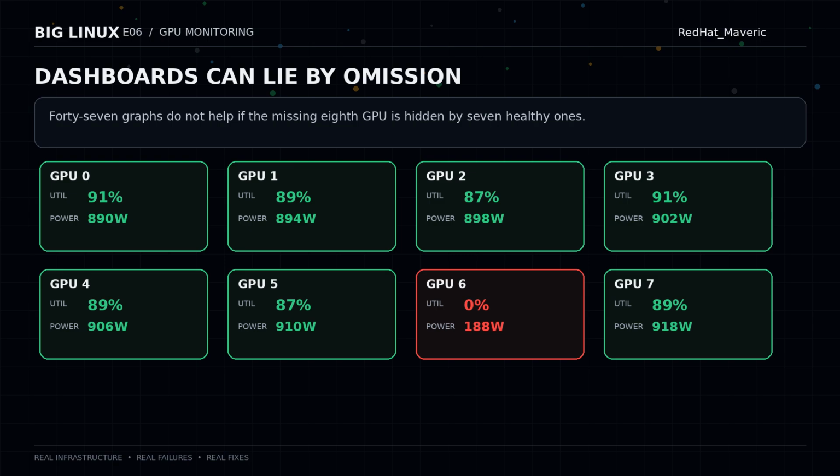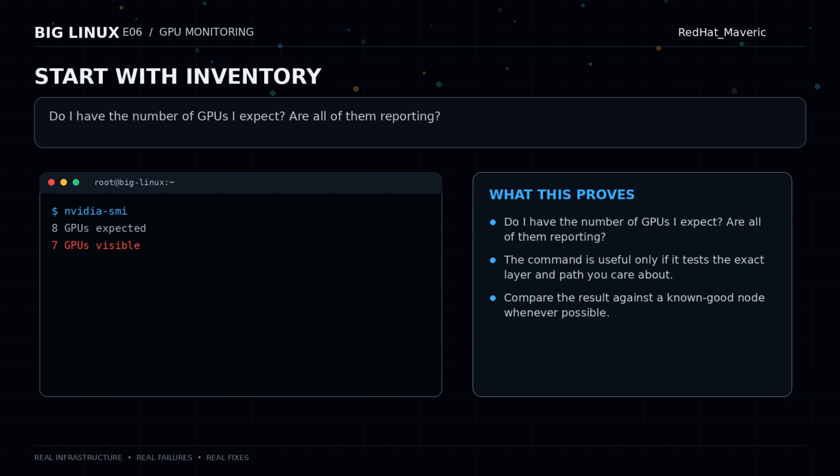NVIDIA DCGM gives us GPU telemetry and health information. DCGM Exporter exposes that telemetry in Prometheus format. Prometheus stores and queries it. Grafana gives us dashboards and alerting. Then I normally combine that with Node Exporter for the Linux side because the GPU does not live in a vacuum. CPU, memory, file systems, networking, and load all matter too.